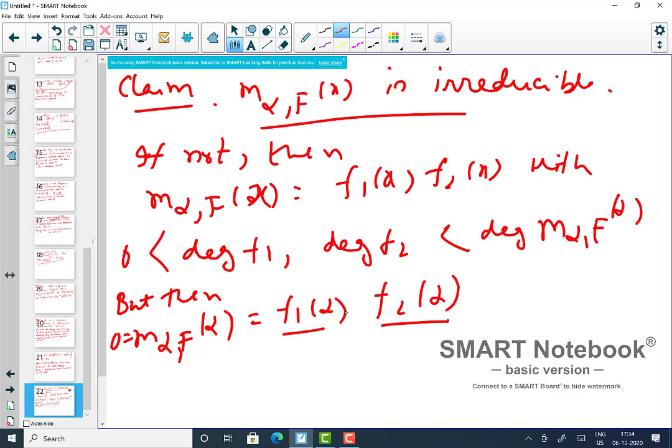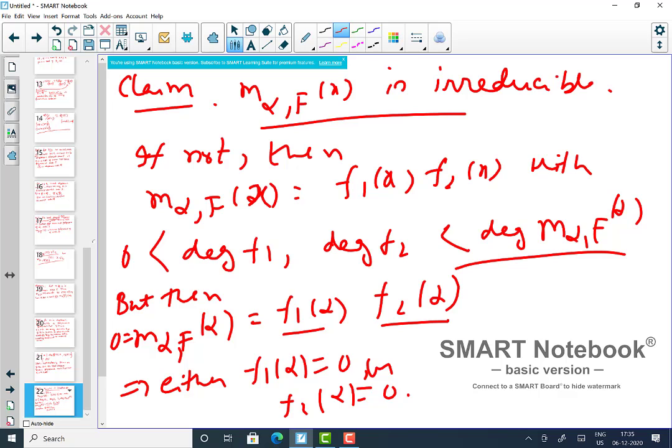So it's only possible, it implies, either f1(alpha) equals 0 or f2(alpha) equals 0, right? But this is a contradiction, because this m_alpha,f is the least degree polynomial such that it has alpha as a root, but you just found another polynomial whose degree is less than that, having alpha as a root. That is impossible. So this is a contradiction.